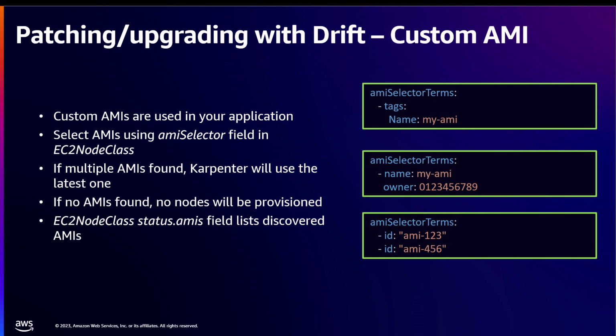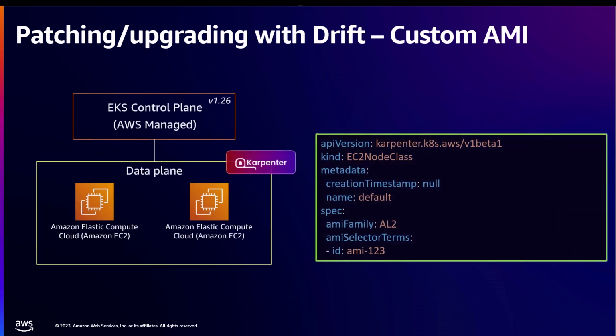You can simply run a kubectl get command on your EC2 node class, and it will tell you what AMIs are discovered or satisfying the criteria that you are defining. It's a good way to test it out before you implement that in production. So let's take a look at the previous scenario, but now with custom AMI. So in your EC2 node class, we are using the AMI ID 1, 2, 3, right? So all the EC2s that this Karpenter node pool and EC2 node class will provision use AMI 1, 2, 3.